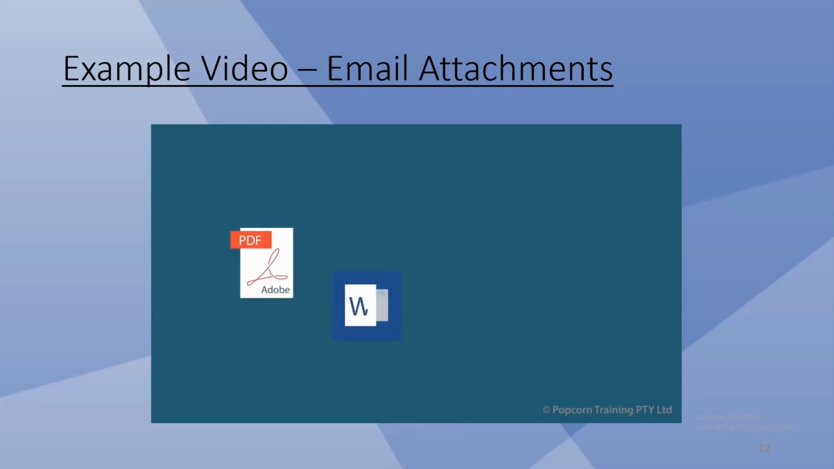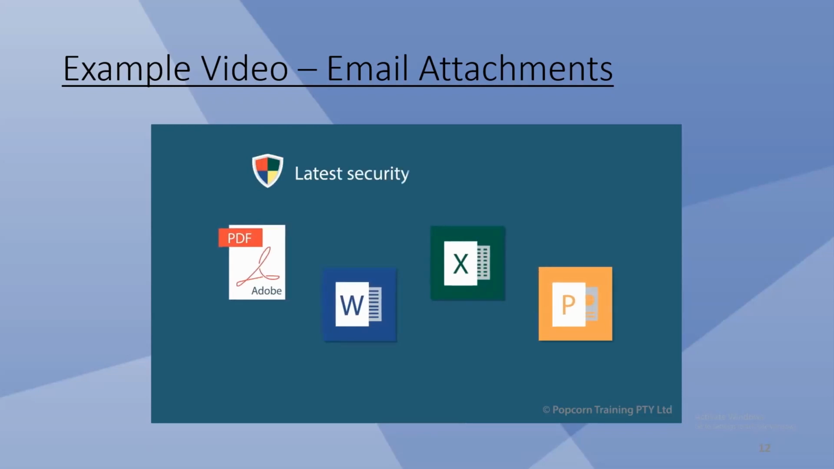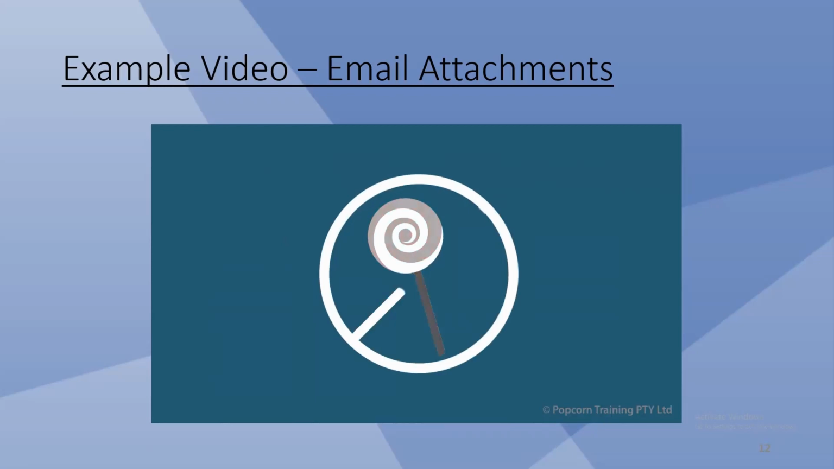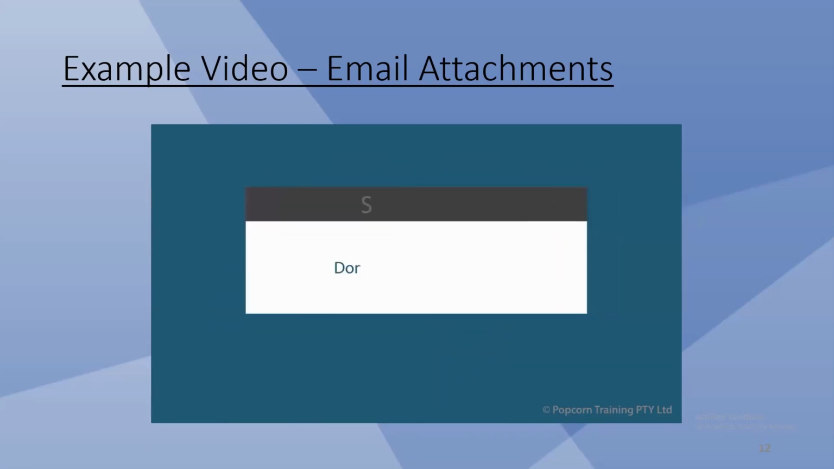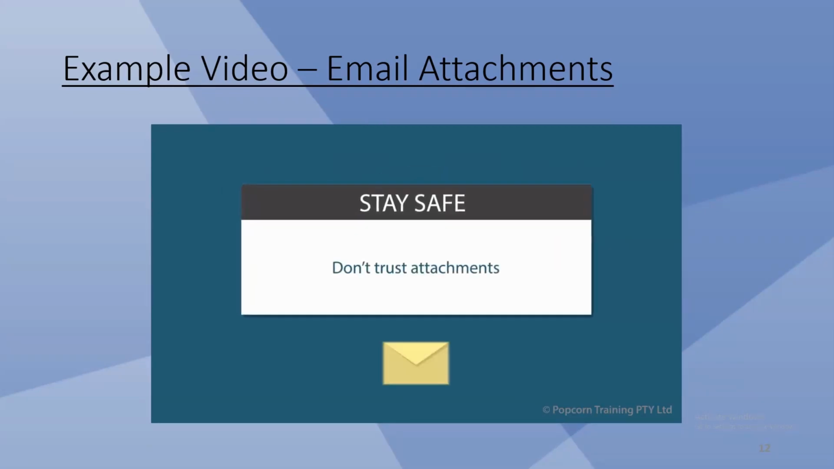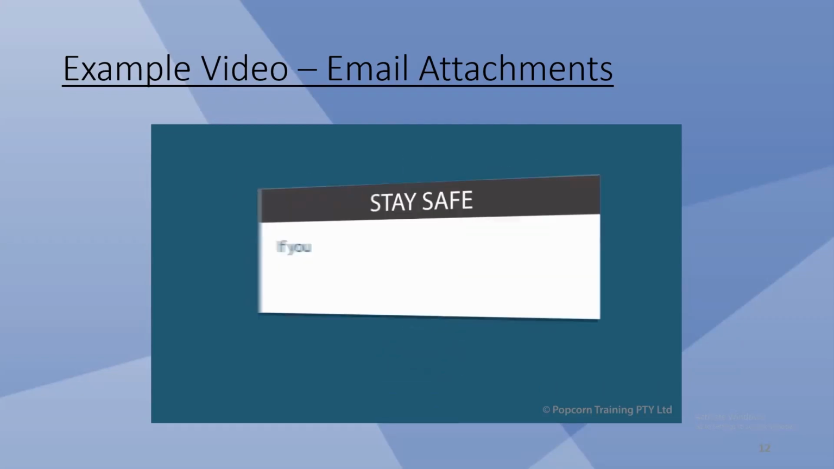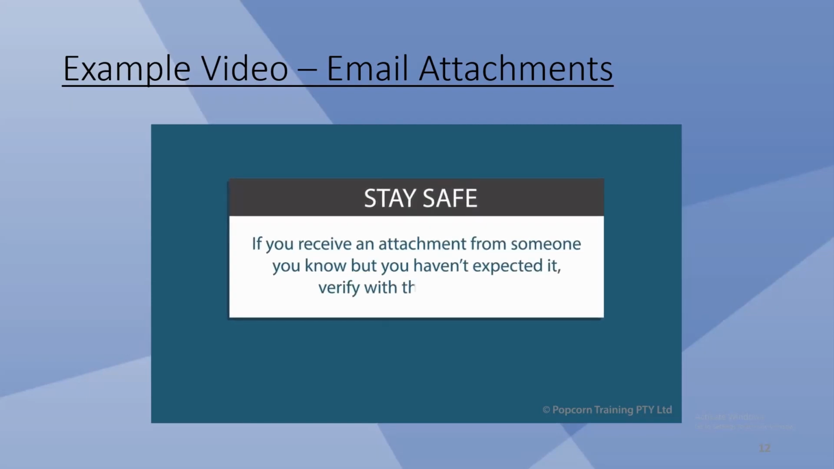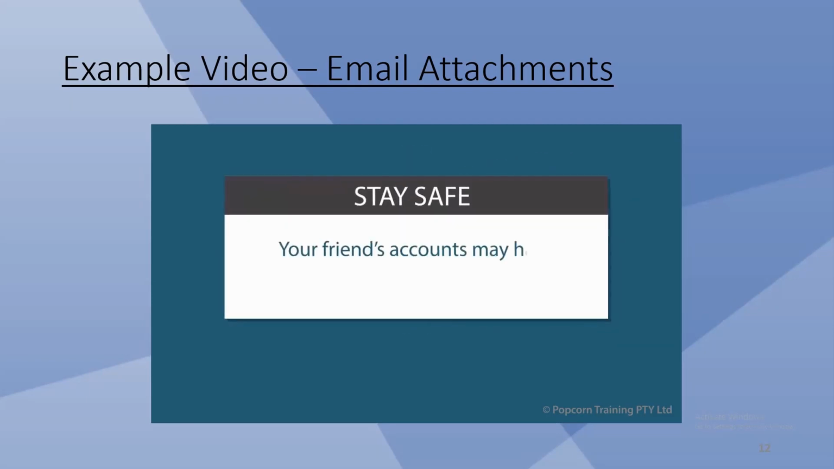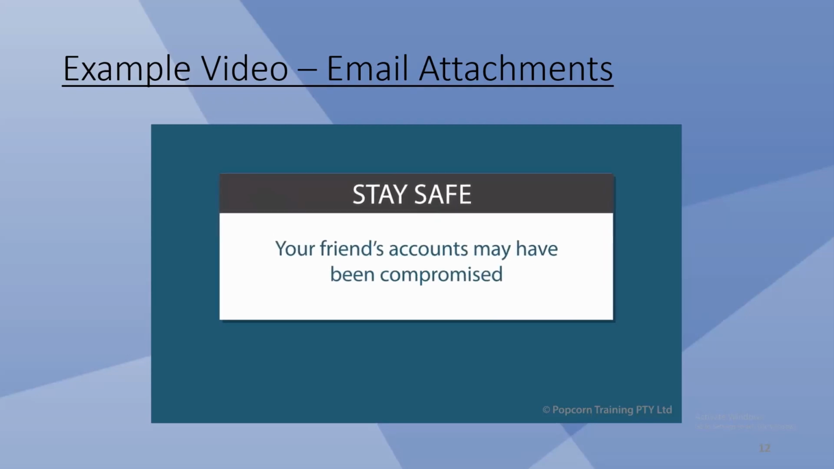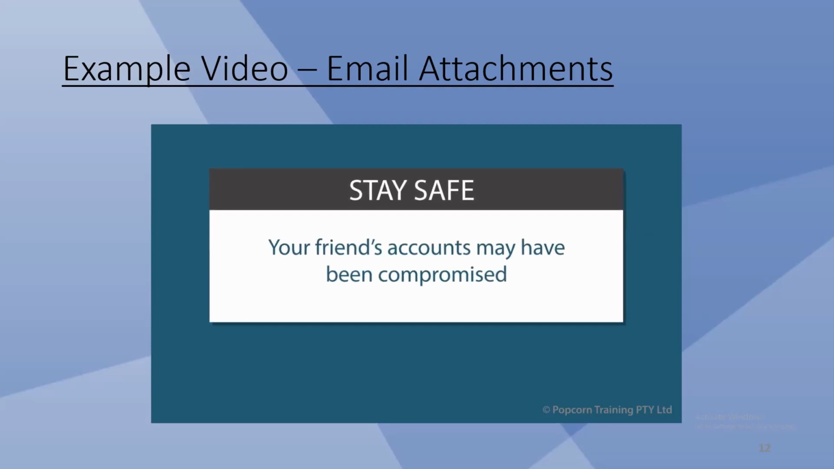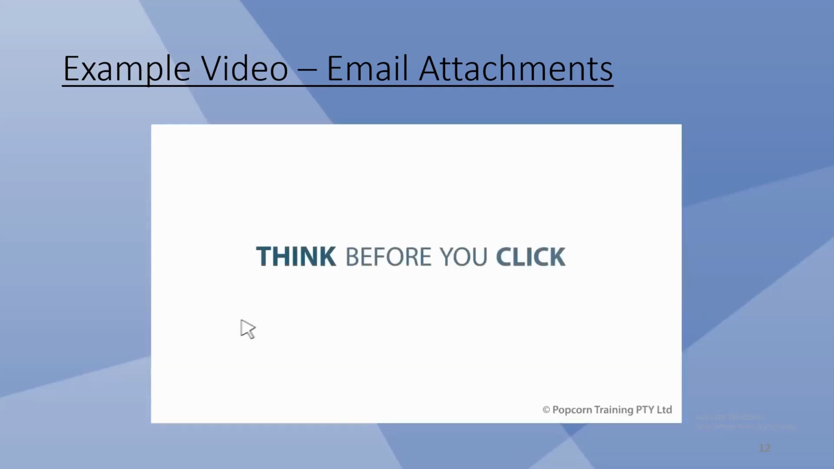But even harmless-looking Office documents could infect via security holes. Install the latest security updates to stay safe. In the same way we tell our kids not to accept candies from strangers, don't trust an attachment from someone you don't know. It's probably malicious. If you receive an attachment from someone you do know, but you haven't expected it, verify with the sender first. Your friend's accounts may have been compromised. And when in doubt, contact your IT security team and ask. And remember, always think before you click.